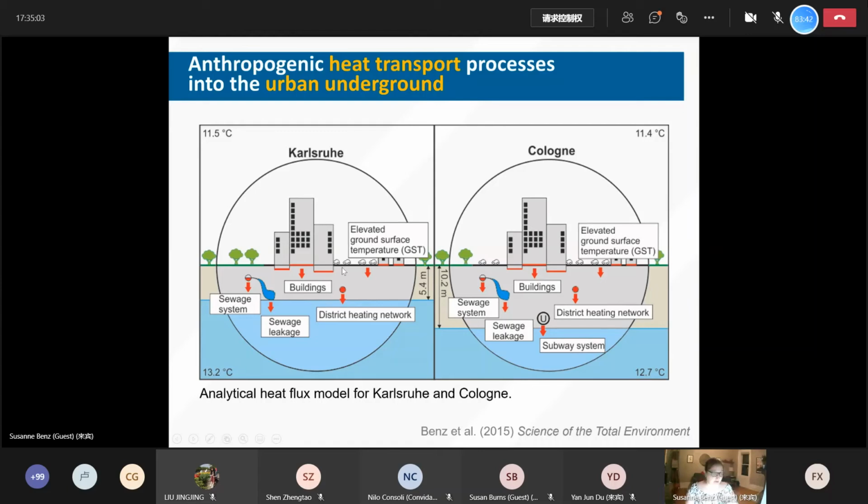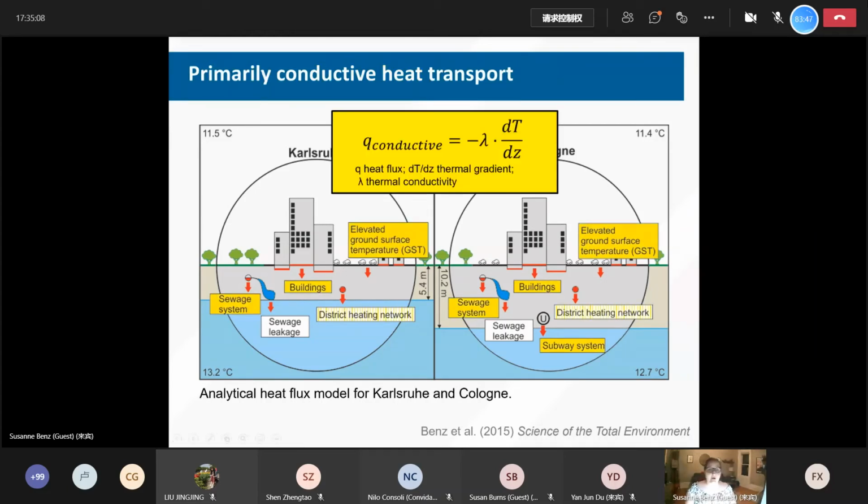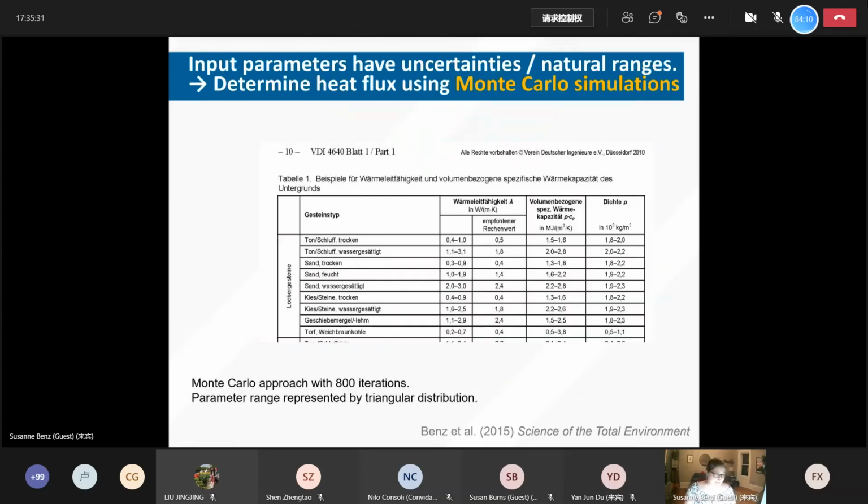Most of these processes are in fact conductive heat transport processes. So in theory, they are pretty easy to quantify. It's simply your lambda times the gradient. So your thermal gradient times the thermal conductivity. The difference in temperature from above ground and groundwater temperature, and the distance between those two. Pretty simple if you put it that simply. Of course, though, it is never that simple. In reality, we barely know any of the values we really need to calculate all of this.